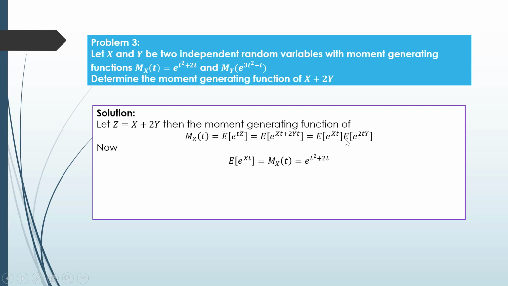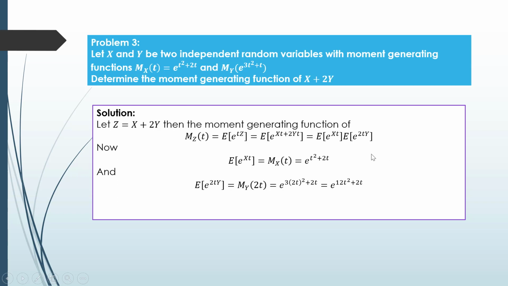Now the second factor is a bit tricky here. You can realize that this is basically the moment generating function at the point 2t, not t. If you can recognize the trick here, the problem becomes very easy. So the expected value of e to the 2ty is the moment generating function of y at the point 2t. And this is equal to e to the 3 times 2t squared plus 2t. We basically replace t in the second moment generating function by 2t, and we get e to the 12t squared plus 2t for the expected value of e to the 2ty.